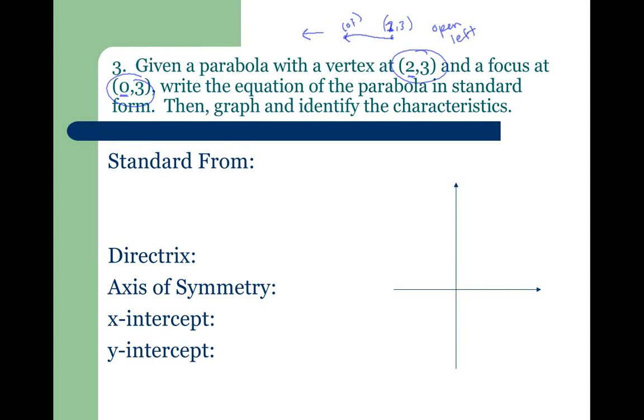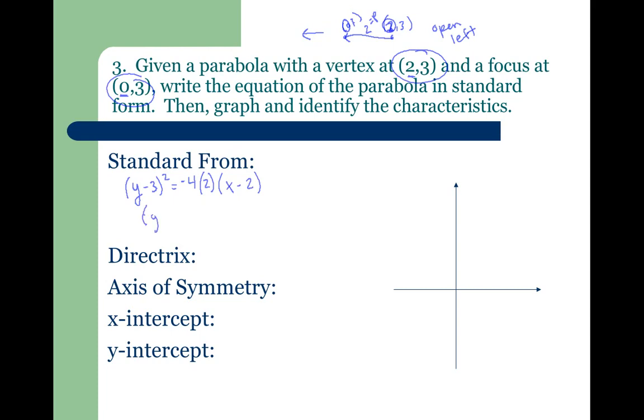right? So what does that change? How do you go and focus in on the 0 and the 2? That distance is 2. That's your p-value then, right? I know I have a graph down here. I'll graph it after. So I know it's going to open left, so it's going to be a y squared term. So I have y minus 3 squared equals 4p, or -4p, x minus 2.